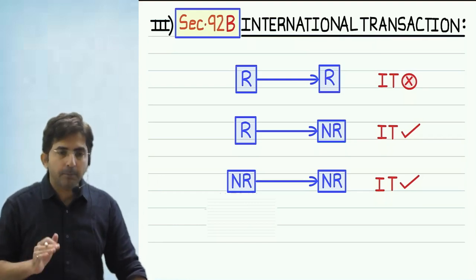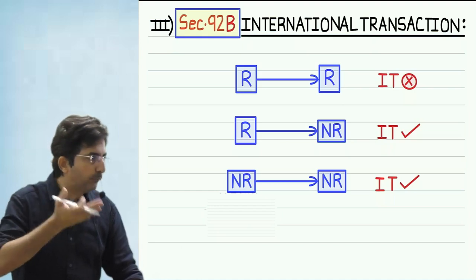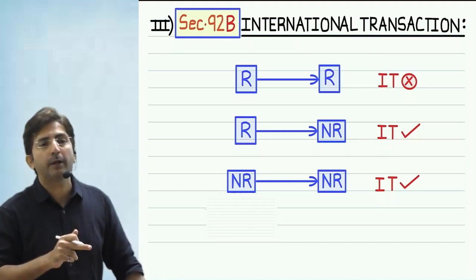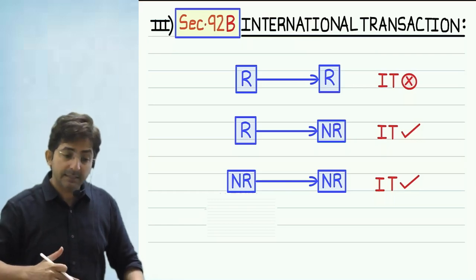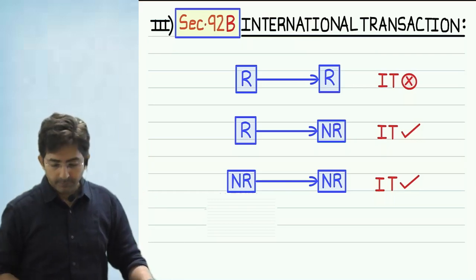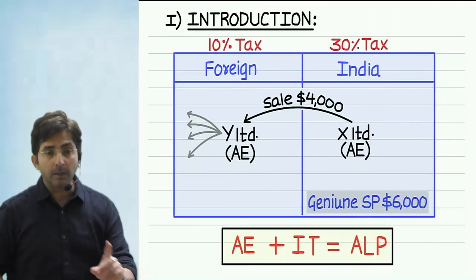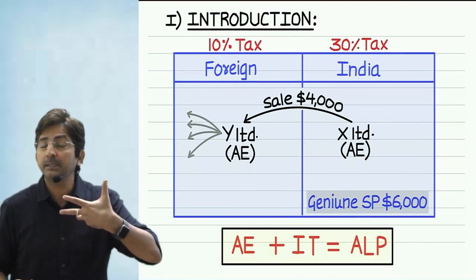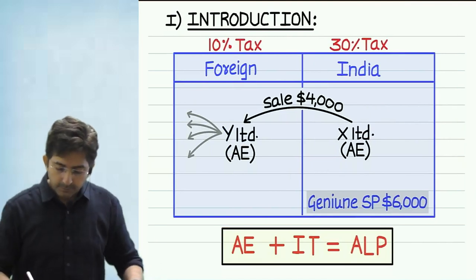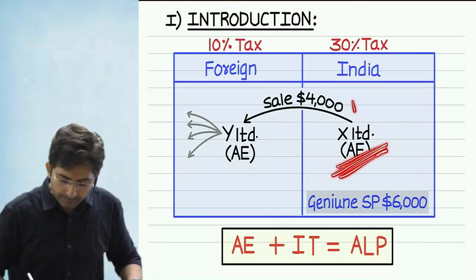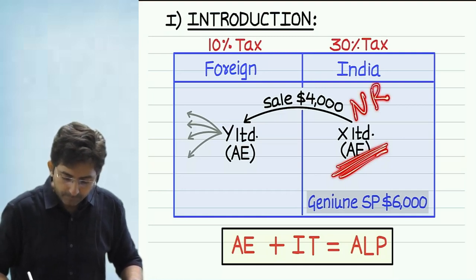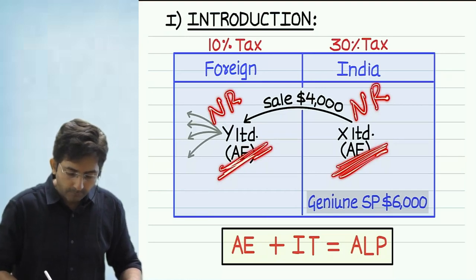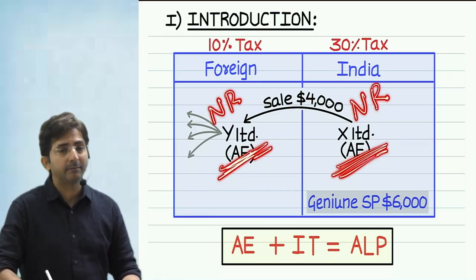See, the whole chapter you have to think like this only. Whenever you feel there is base erosion, profit is shifting from India to foreign, this chapter is activated. So see, it is possible that two NRs can create BEPS. BEPS means base erosion, profit shifting. See, imagine X Limited is non-resident, okay? Even Y Limited is non-resident. First, tell me why both are non-resident.